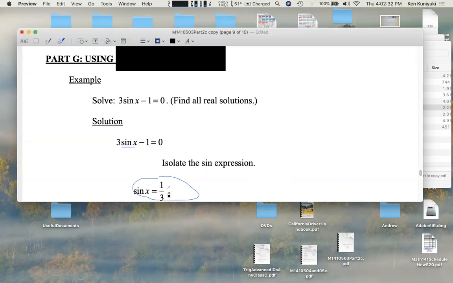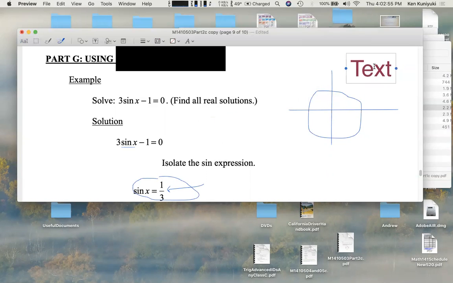Now you agree, 1/3 is a legitimate sine value. It's between -1 and 1. So the solution set will not be the empty set. We will get real solutions. And in what quadrants will the solutions be in? In what two quadrants will sine of x be positive in value? Think y or vertical coordinate on the unit circle. Well, we're going to have solutions in quadrant 1 and in quadrant 2.